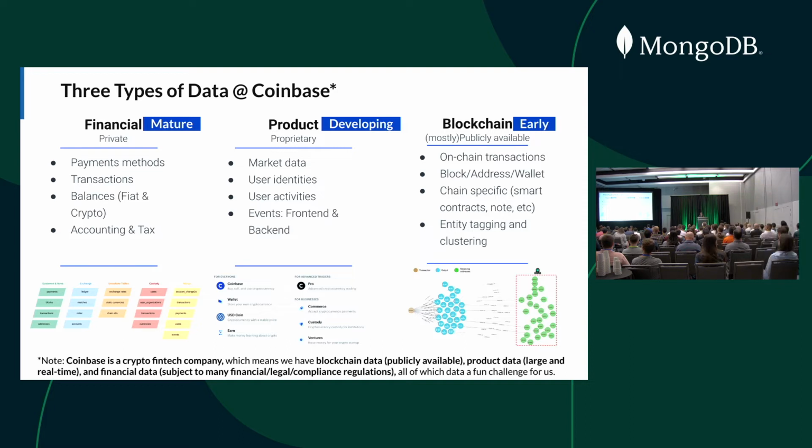The third type is the financial data. This is actually a very mature area. Contains most of the private data. For example, user payment methods, transactions, balances, and accounting, tax. All this data is very important. So for today's talk, we are going to focus on the financial data.